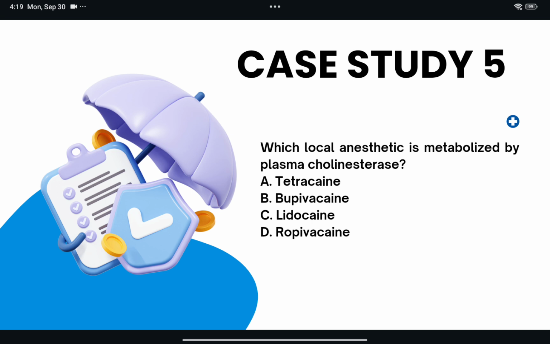Which local anesthetic is metabolized by plasma cholinesterase? This is very easy: tetracaine, because this is the only ester type of anesthetic among the choices. The other choices are amide type local anesthetics. They are metabolized by liver biotransformation. Always remember that esters will usually have one I in the spelling, whereas amides have two I's in the spelling. Tetracaine has only one I, which is ester, and the rest have two I's, which are amides.